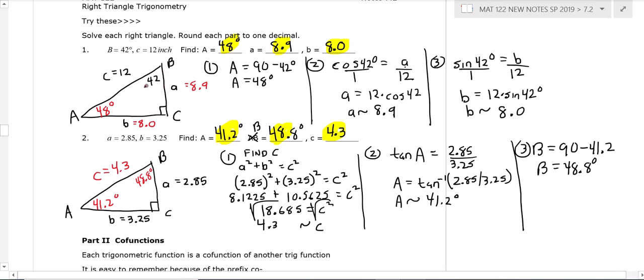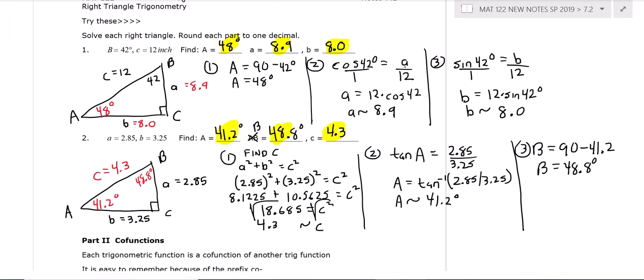So what I did on this is I labeled my triangle. So I have angle B and C, like this. I started by finding angle A. Remember, A and B, the angles add up to 90, so 90 minus 42 is 48. And then I did this.